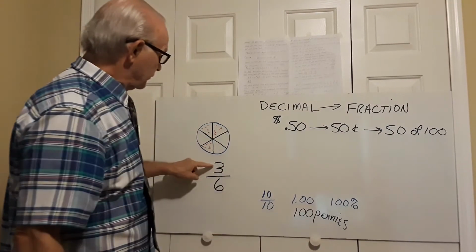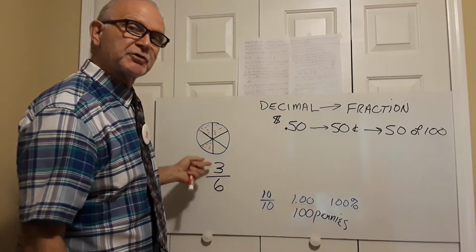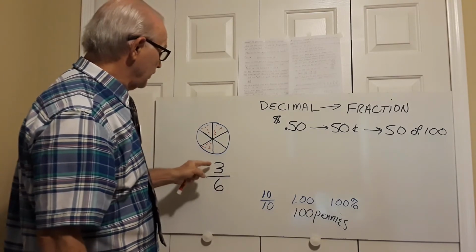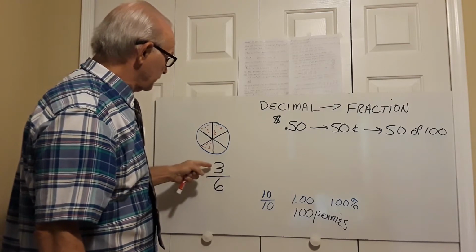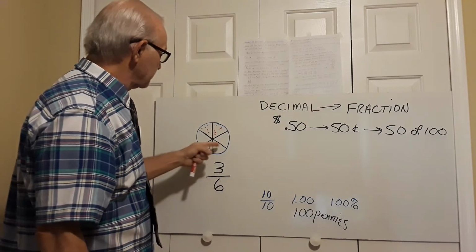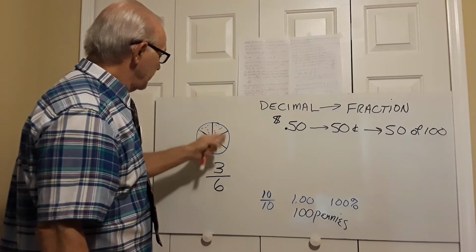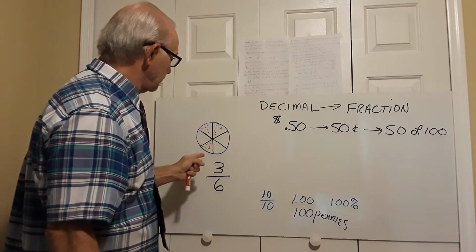We have 3/6 of a pizza. That's actually 1/2. Some of you probably know that. We have 3 out of 6, or 3 of 6 slices, 3 of 6 slices in the whole thing.